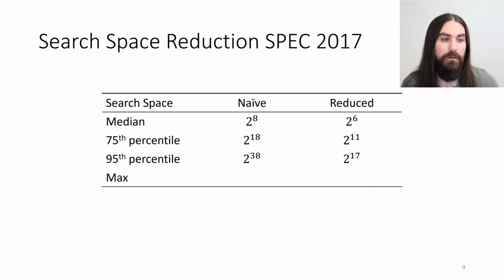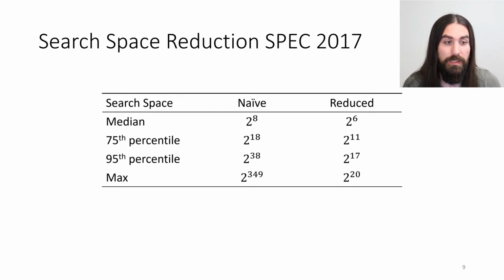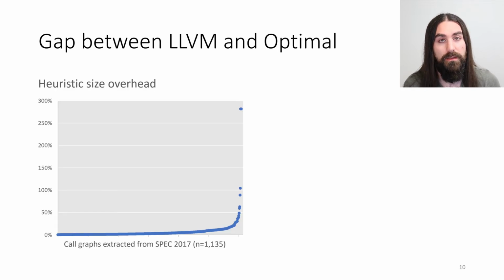For the 95th percentile, the gap grows bigger, and for the largest file, we went down from 2 to the 349 down to 2 to the 20. And it is this search space reduction that allowed us to quantify the gap between LLVM and optimal inlining.